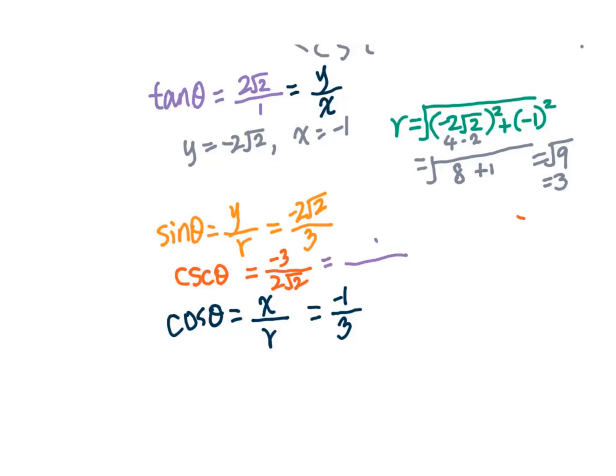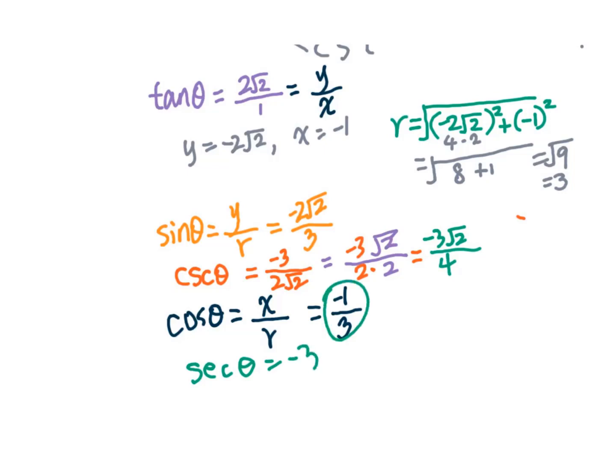Then we got square root of 2 over 2. Carry on this negative 3 and 2. You will get negative 3 square root of 2 over 4. For secant theta, we flip this one.